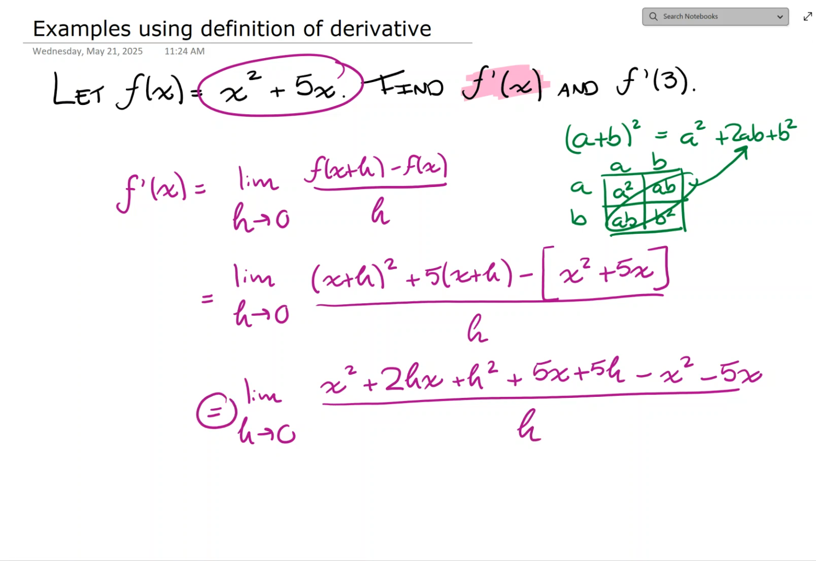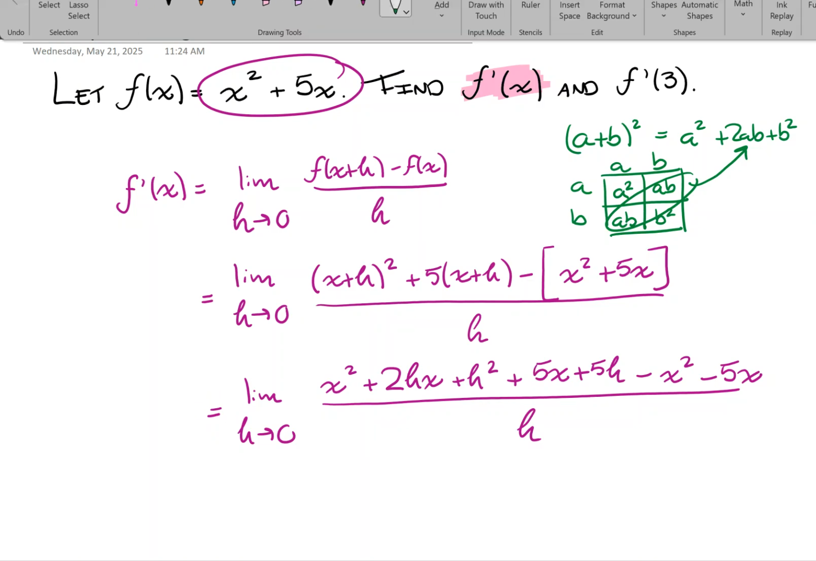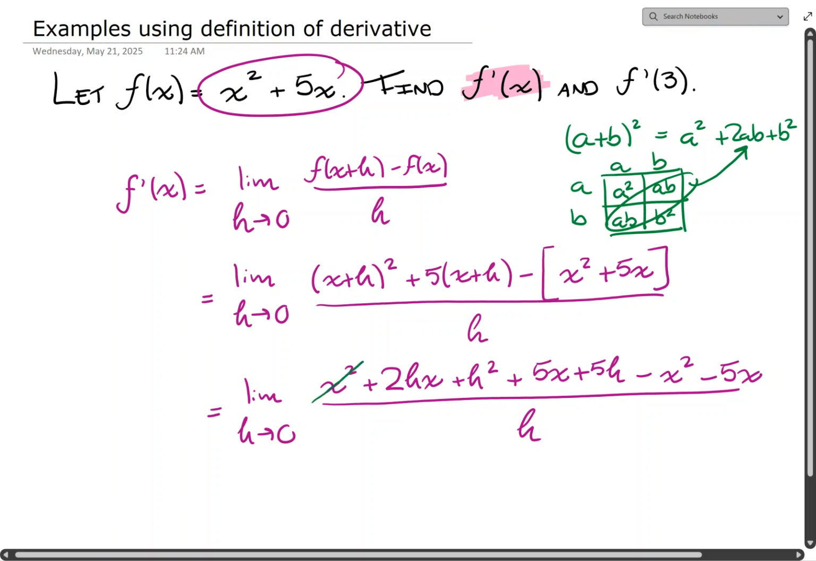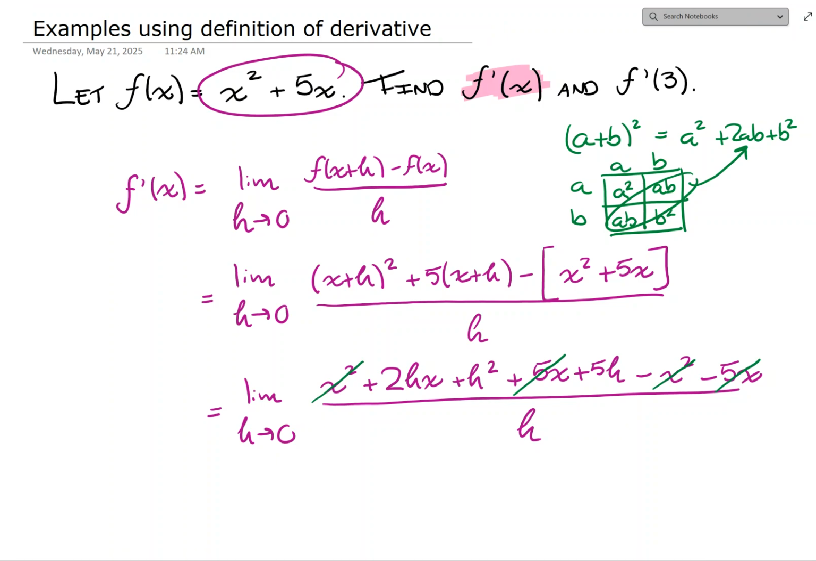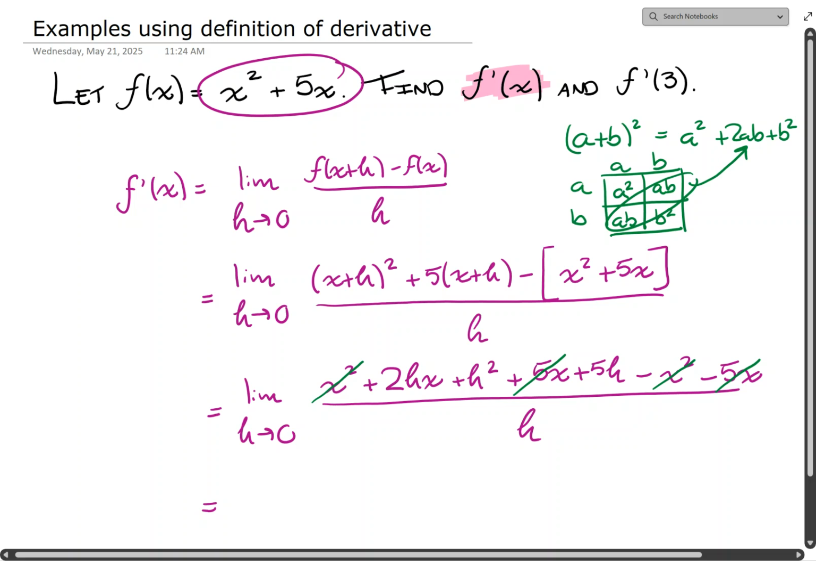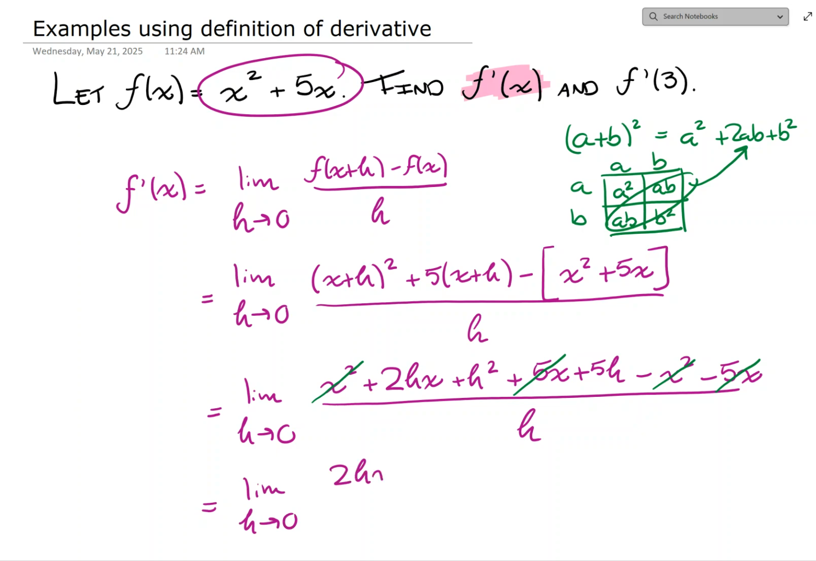So now at this step, we have to have absolute confidence that we can simplify this down to cancel stuff and factor out an h. We have to have confidence. It's possible every time. So x squared and x squared will cancel. 5x and negative 5x will cancel. Then we must be left with a bunch of stuff that has h in it so we can factor it out. So we have 2hx plus h squared plus 5h with an h on the bottom.